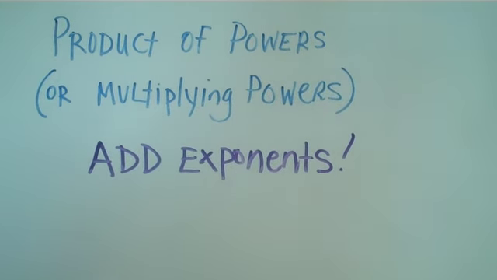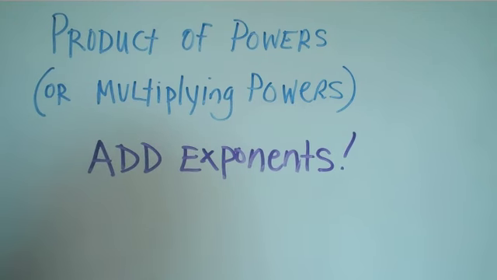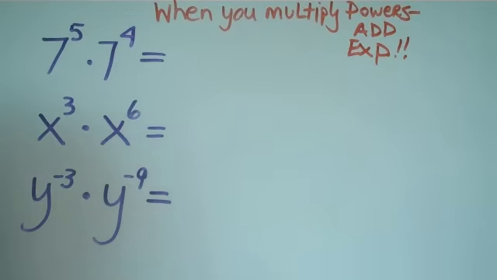Okay, we're going to talk about finding the product of a power or a product of powers. Really what that means is multiplying powers. So if you have a power with a base and an exponent, and you're multiplying those things together, you're just going to end up adding the exponents. It's really a simple rule. I want to show you what that looks like.